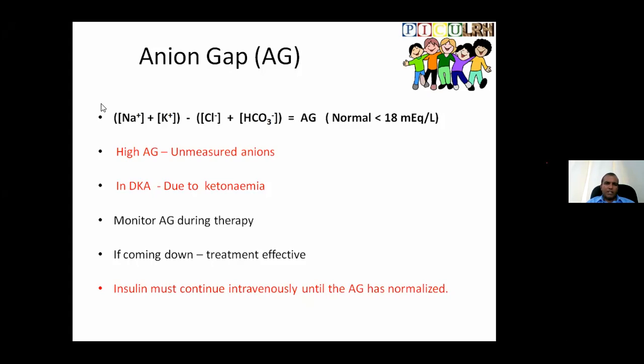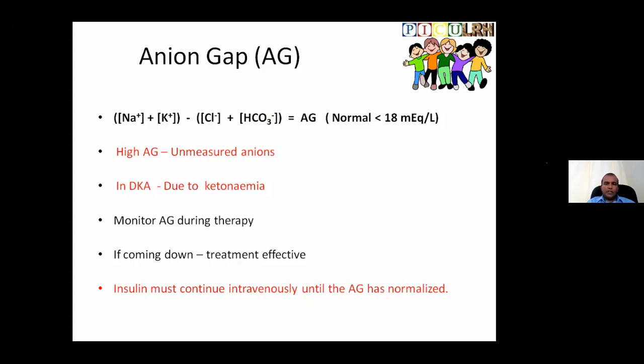So basically we are measuring sodium, potassium, chloride and bicarbonate. We are measuring these two and these two, not the other things. So if there's a gap, it should be due to unmeasured anions. High anion gap means unmeasured anions. In DKA, it is due to ketones. Ketone bodies we are not measuring. So the anion gap is due to ketonemia in DKA.